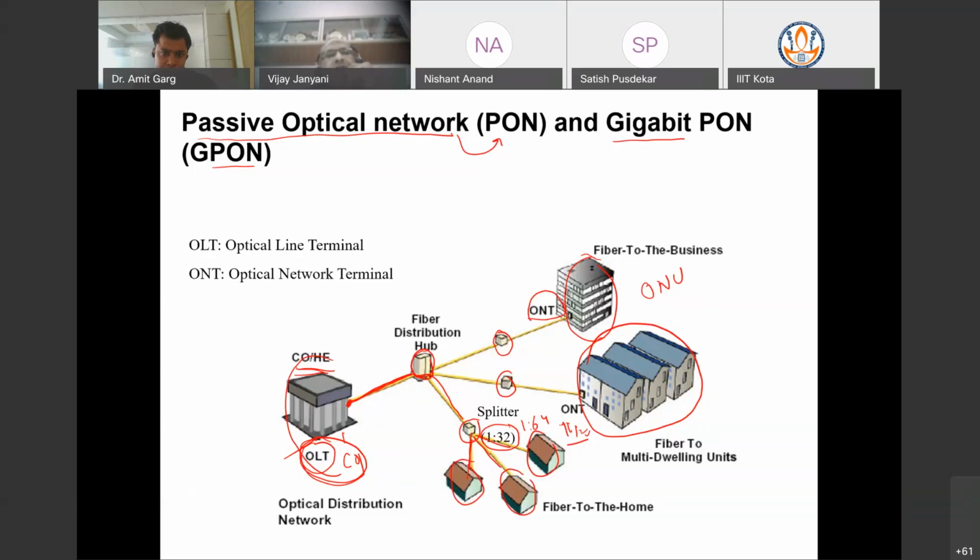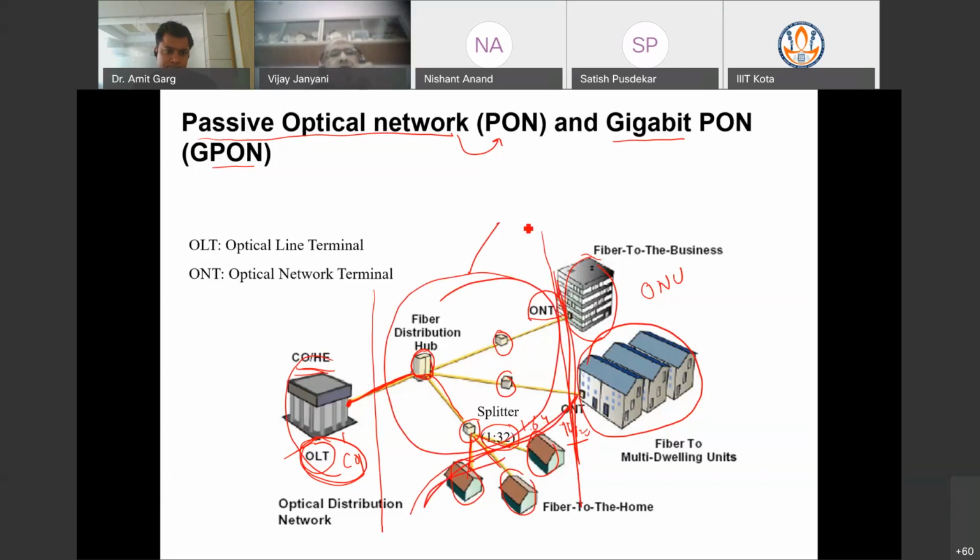Now why is it called passive and why is it so important? It is called passive because between this OLT and ONU, all this portion is passive. There is no active component here. It is all passive. And passive means there is no active component. An active component, you may say, is an EDFA or amplifier or something like that. But passive components do not need any power. All these splitters are passive devices.